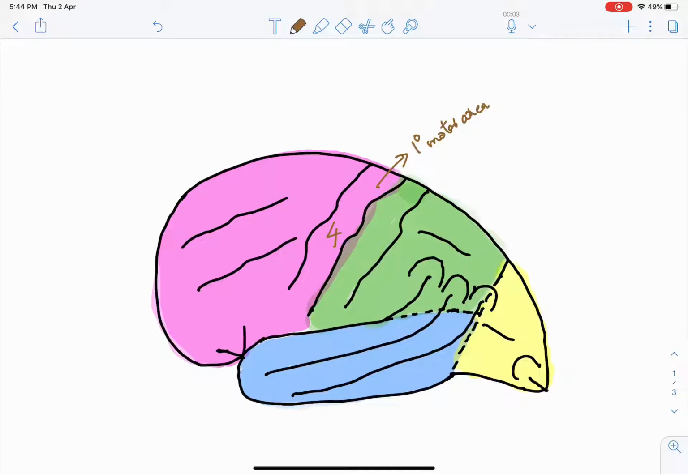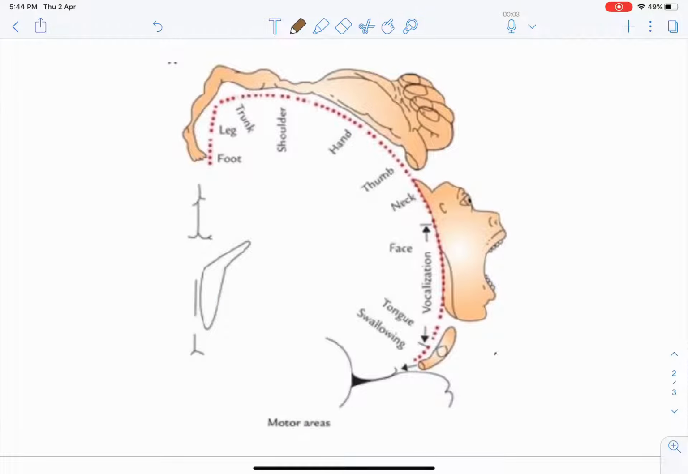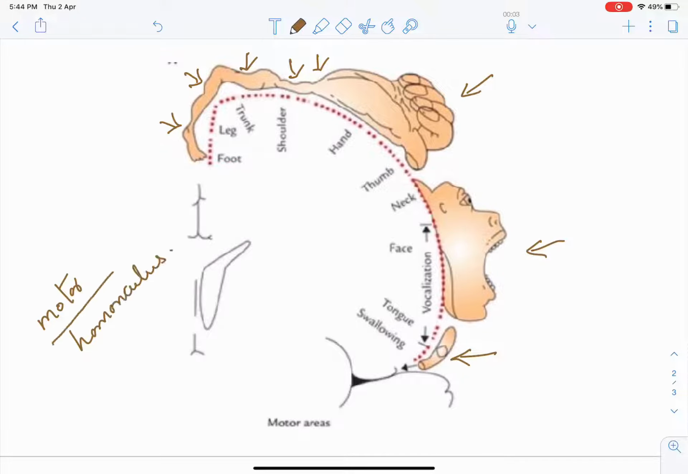Our human body is represented in an upside down manner in the precentral gyrus. The pharyngeal region and the tongue are represented in the lowermost part. The face is represented above that, and then we have the hand, the rest of the upper limb, the trunk, the thighs, and the leg, perineum and the foot. The leg, perineum and foot are represented in the medial aspect. This is called the inverted motor homunculus. It is in an inverted manner.